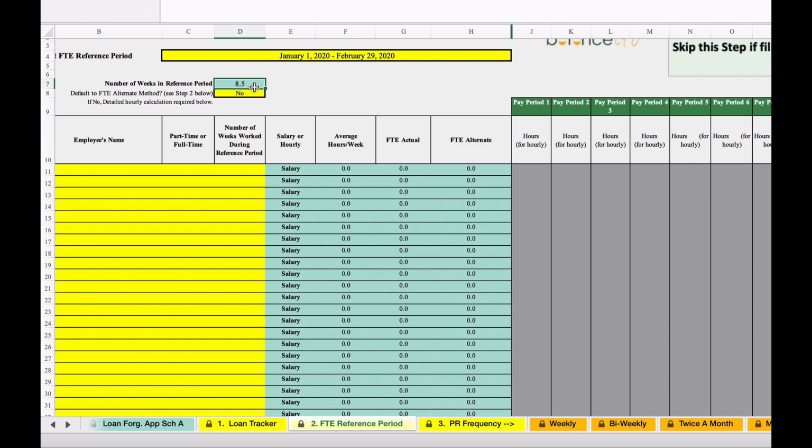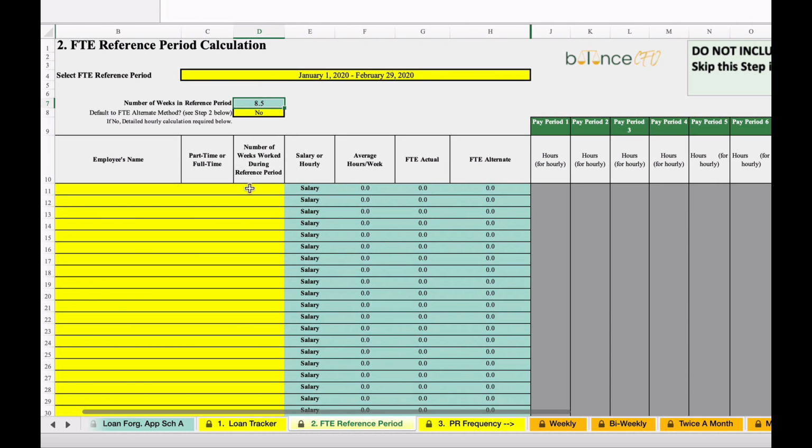That's the important thing. If they worked for less than that, let's say you hired them halfway through and they only worked the last 4 weeks, you would put 4. So let's say we had John and Susan and Sarah, okay? John is full-time, Susan is full-time, and Sarah is part-time. And John was a new hire. He only worked 4 weeks. Susan, she was there for about 8.5 during the whole time period. And let's say Sarah, she was there the whole 8.5 as well.